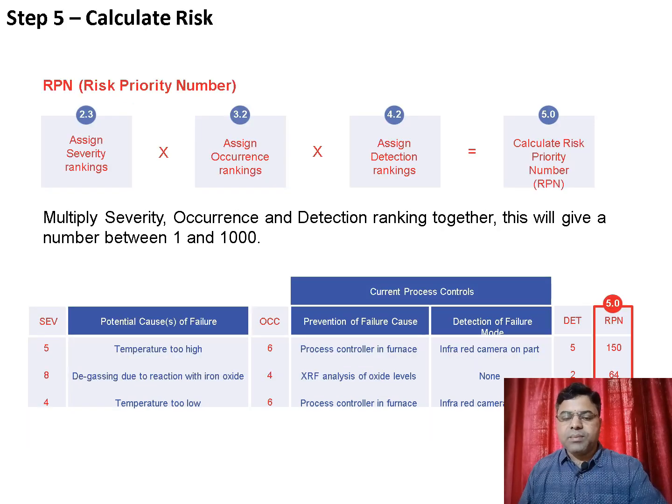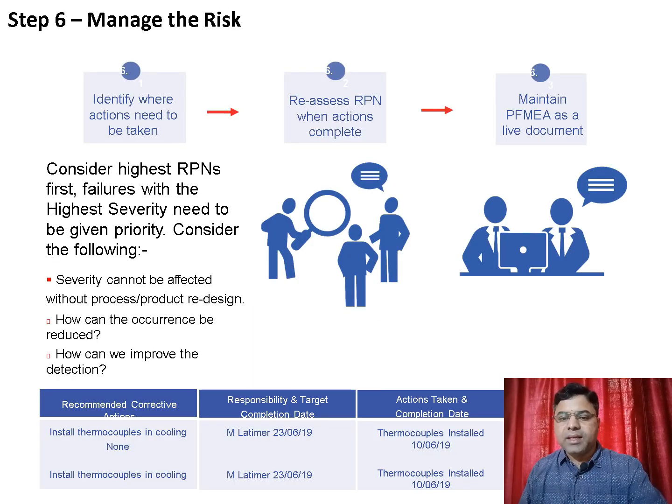Next step is calculate the risk. Based on these three steps, severity, occurrences and detection, we have to go for risk priority number. First we have to assign severity ranking, then occurrences ranking and detection ranking. We have to do multiplication of all these three rankings, and based on that we will have accurate calculation of RPN.